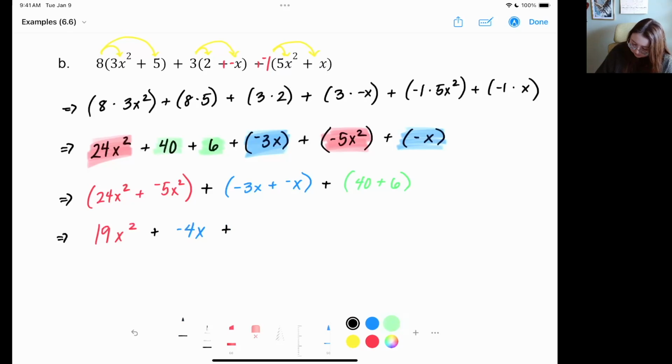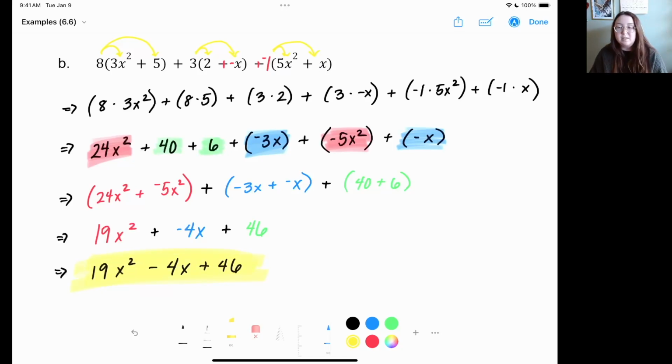And then our last group there, 40 plus 6 makes 46. Now we're just going to change any last things here. We do see that we have a negative 4x, and that is being added, so plus a negative is the same as minus. So we're going to rewrite this final answer here as 19x squared minus 4x plus 46. And that would be our final answer there, our simplified expression with distributive property and combining our like terms.